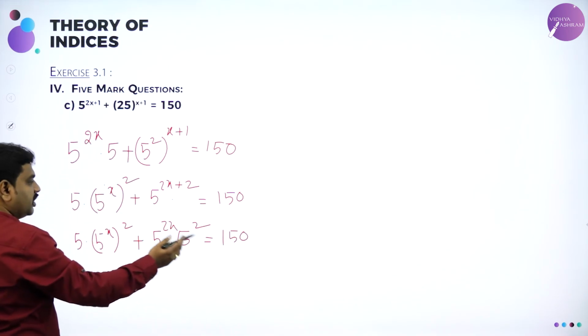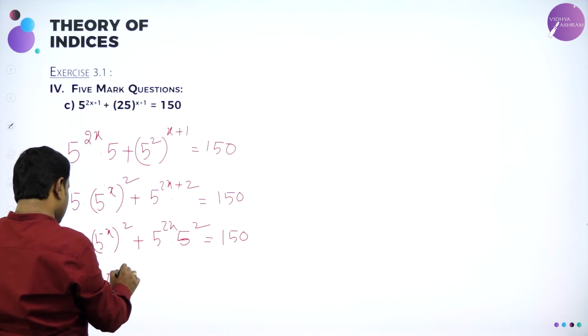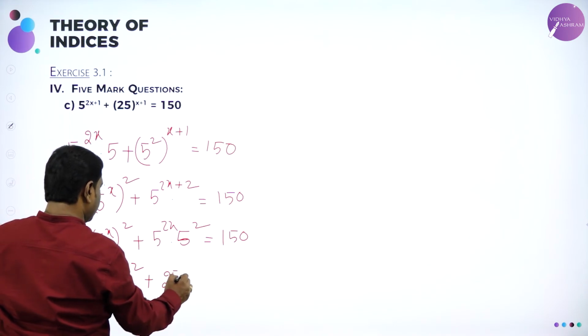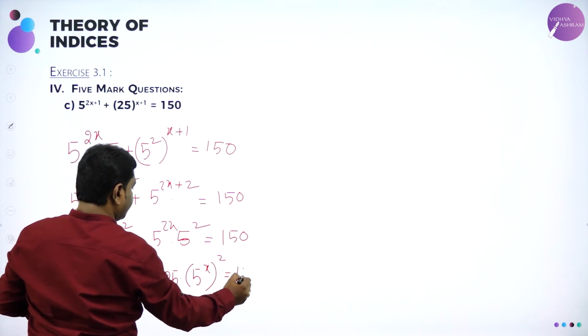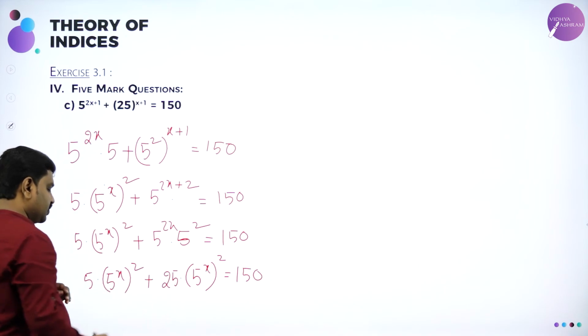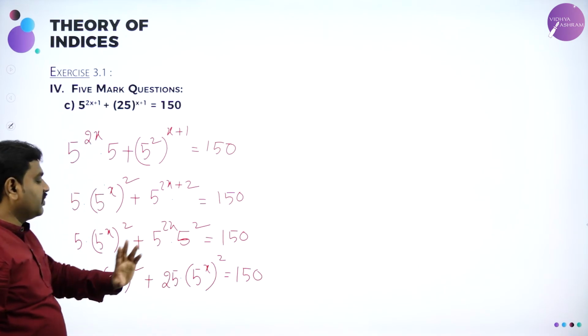I can reduce, divide by 5 on both sides. So 5 into 5 power x whole square plus again this can be written as 5 square. 5 square is 25. 25 into 5 power x whole square is equal to 150. I'm writing 5 power 2x as 5 power x whole square and 5 square as 25. Now 5, 25, 150 we have. Divide by 5 on both sides.